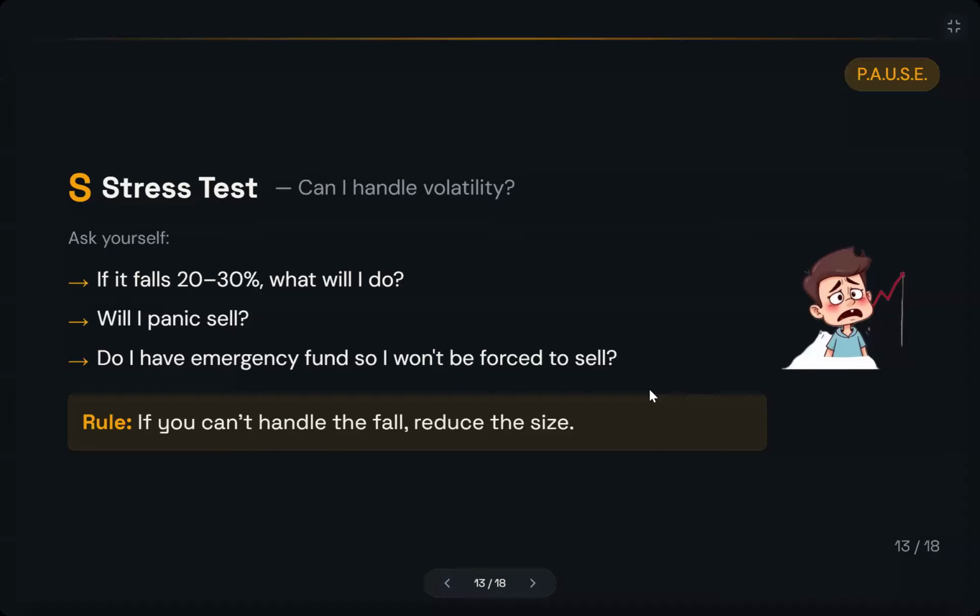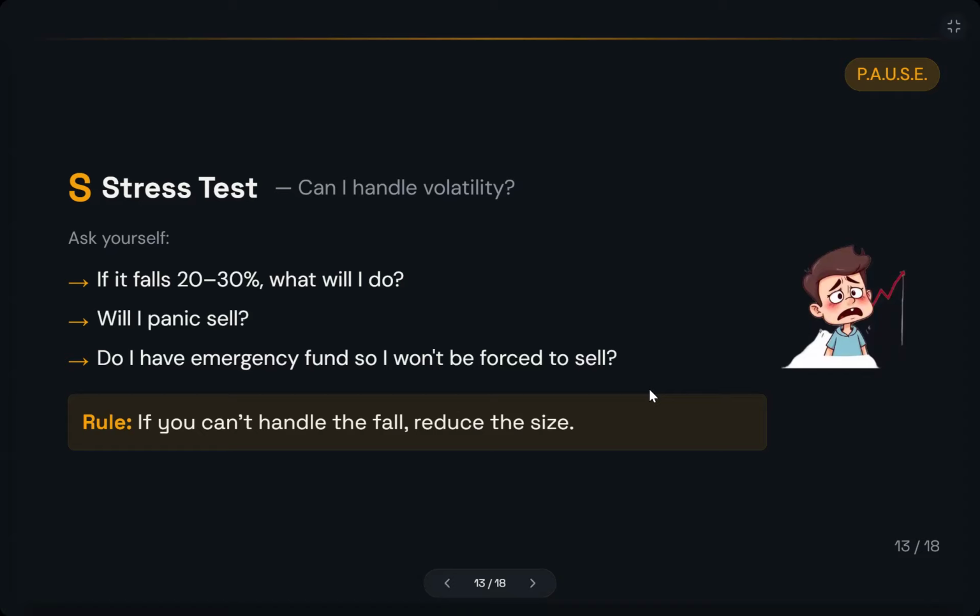S is for stress test. Can I handle volatility? Ask yourself, if my stock portfolio falls 20 to 30%, what will I do? Will I panic sell? Do I have emergency funds so I won't be forced to sell? If you can't handle the fall, reduce the size. Ensure that you have adequate capability to handle the volatility that comes with the stock market. That's the S.